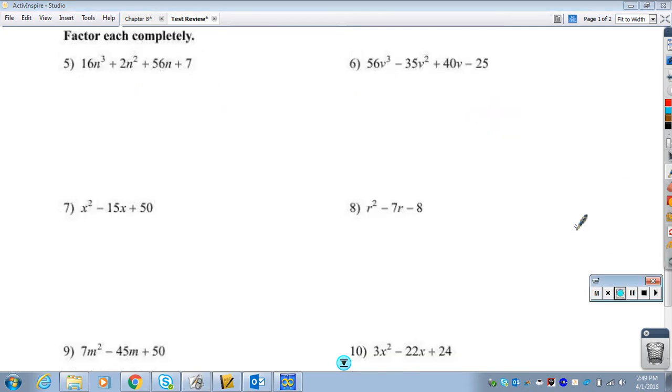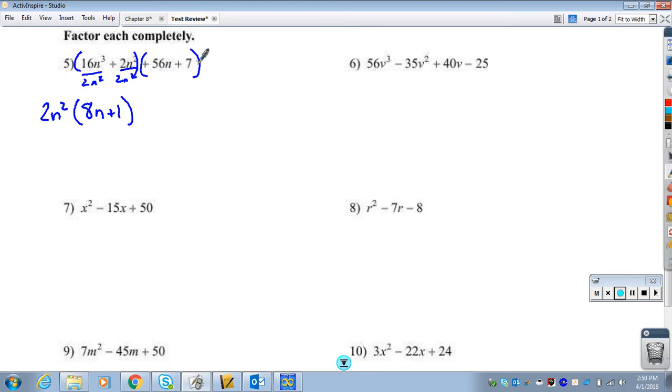Okay, now we're no longer looking at just the greatest common factor. We're actually going to factor these completely. In number 5, I have 4 terms. So 4 terms is my clue that I need to factor by grouping. So split it up into 2 groups. The greatest common factor of this group is 2n squared. So when I divide here, I am left with 8n plus 1.